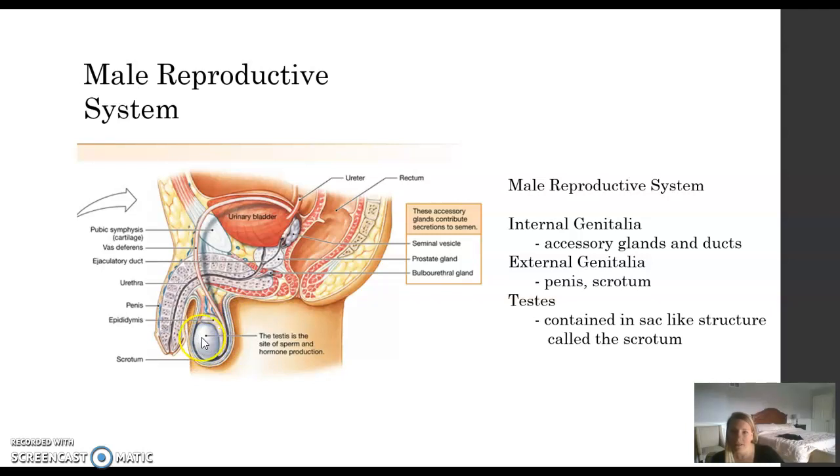Inside the testes, there are seminiferous tubules. That is the actual site of sperm production. And then sperm maturation and storage occurs in the epididymis, which eventually runs into the vas deferens and out of the urethra.